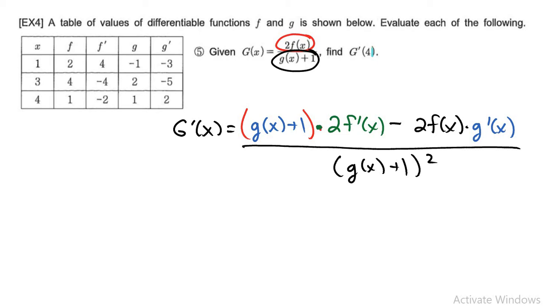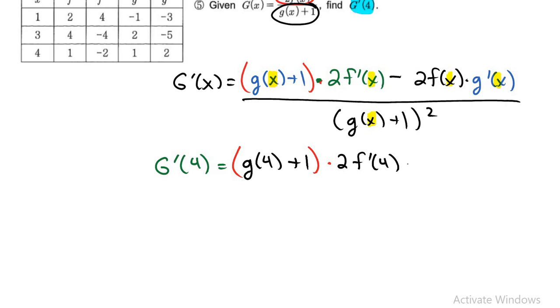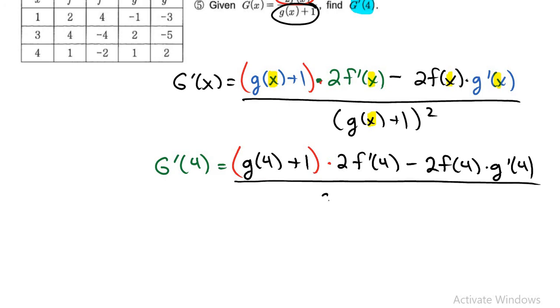And for this problem, I want to find the derivative value when x equals 4. So if I continue the problem now, this is going to be g prime of 4. Anytime you see an x, all these x's are now going to be replaced with 4. So this will be g of 4 plus 1, and I'll put all of that in a bracket, times 2f prime of 4 minus 2 times f of 4 times g prime of 4, all over g of 4 plus 1, and all of that is being raised to the power of 2.